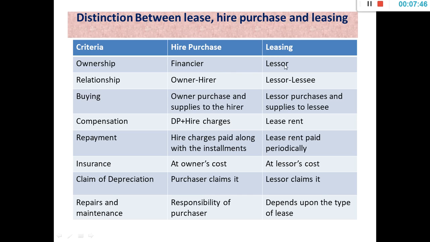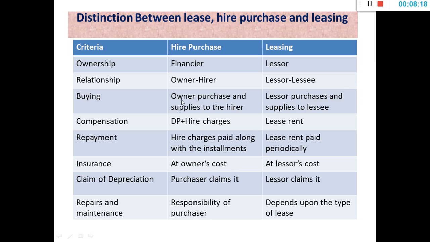And based on relationship, under hire purchase system, it is owner and hirer. In case of leasing, lessor and lessee. So based on buying criteria, the owner purchases and supplies to the hirer, and the lessor purchases and supplies to the lessee.